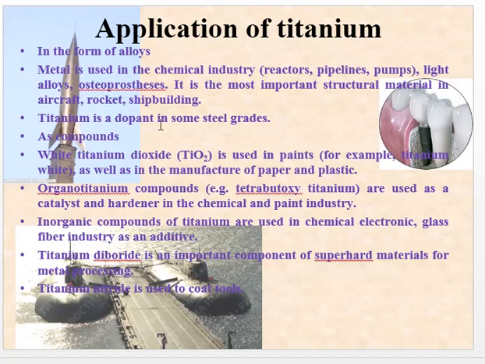As compounds, white titanium dioxide is used in paints, for example, titanium white, as well as in the manufacture of paper and plastic. Organotitanium compounds, for example tetrabutoxytitanium, are used as a catalyst and hardener in the chemical and paint industry. Inorganic compounds of titanium are used in the chemical, electronic, glass, and fiber industry as an additive.